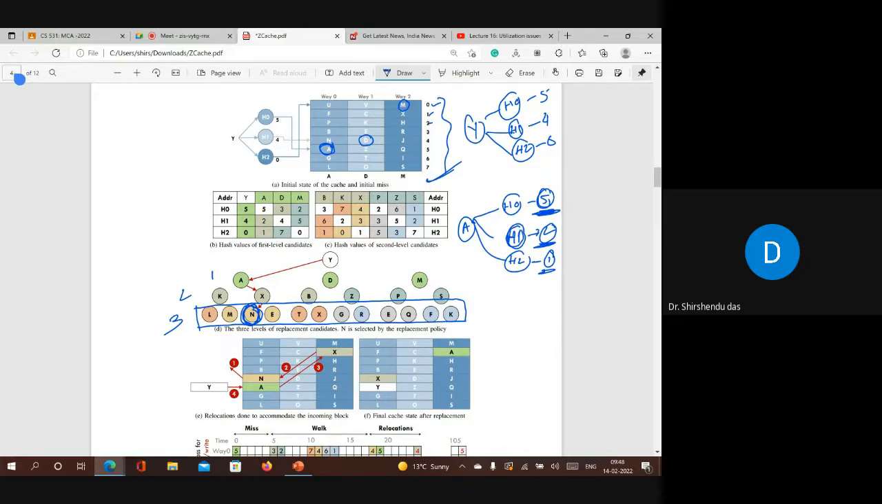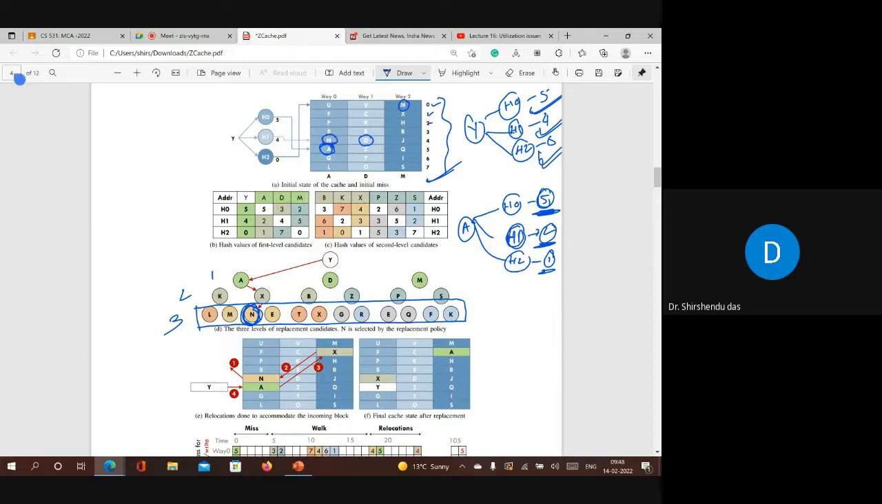Okay, so now if you replace n, and in place of n you want to place y, you cannot directly place it, because the mapping policy of y is not allowing it. The mapping policy of y is saying either you can place it in this position of way 0, in this position of way 1, and this position of way 2. The current position of n is here.